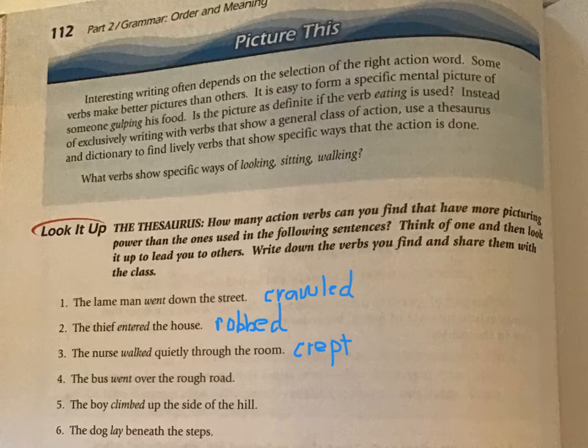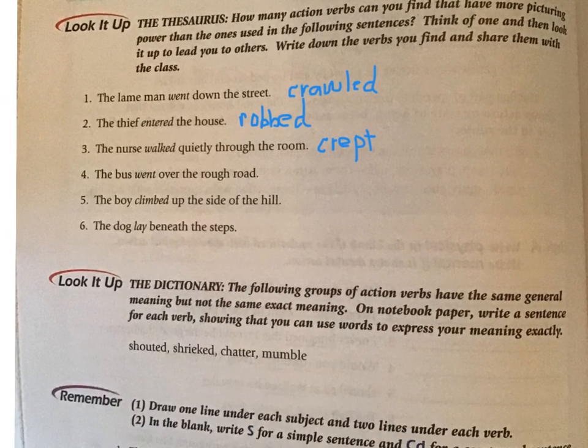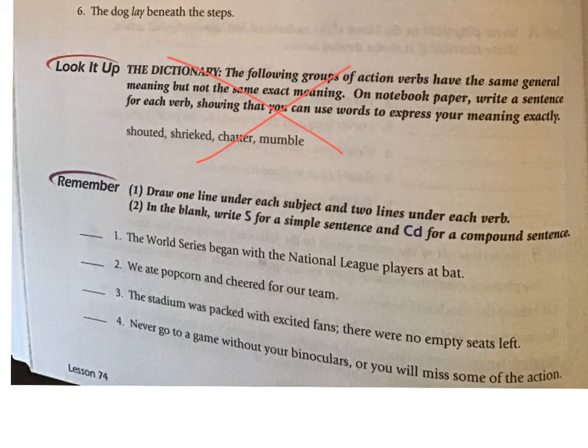Okay, so go ahead and finish this exercise and finish 4 through 6. Now, you do not have to look up in the thesaurus, so we're just going to mark that one out. Okay, then we're going to come down here, and they just want you to look at these sentences. Tell me if it is a simple sentence or a compound sentence. Now, remember, a simple sentence will just contain one thought, without that comma, coordinating conjunction, or semicolon. A compound sentence will contain 2 thoughts with either a comma, coordinating conjunction, or a semicolon. So go ahead and complete the remember section here on page 112.